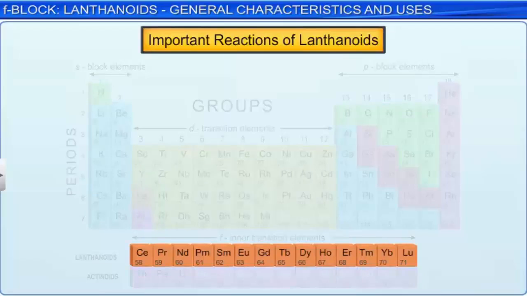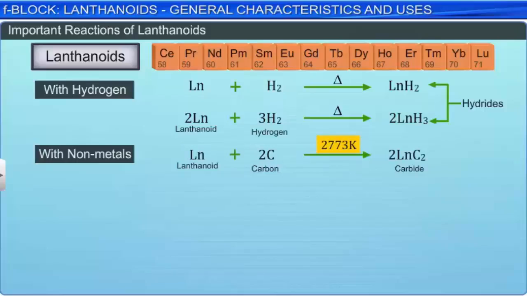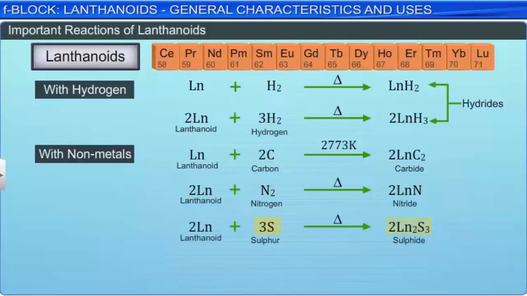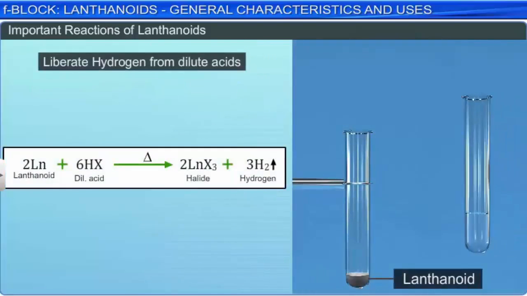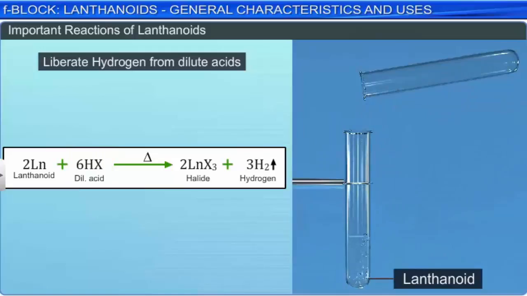These metals combine with hydrogen when heated gently in the gas and form hydrides of the type LnH2 and LnH3. On being heated, these elements combine directly with nonmetals and form carbides with carbon, nitrides with nitrogen, sulfides with sulfur, and halides with halogens. They liberate hydrogen from dilute acids. They burn in oxygen to form oxides of the type Ln2O3.